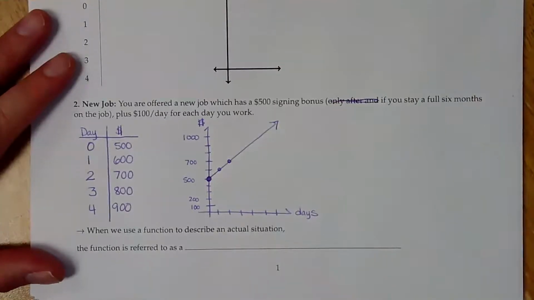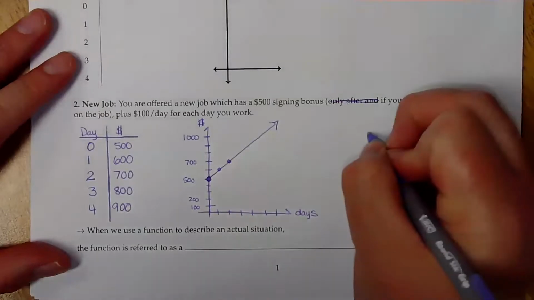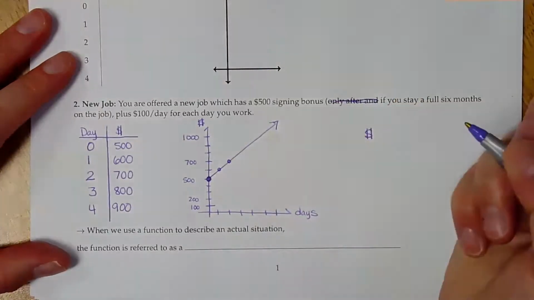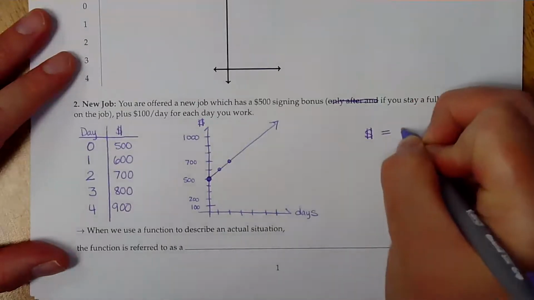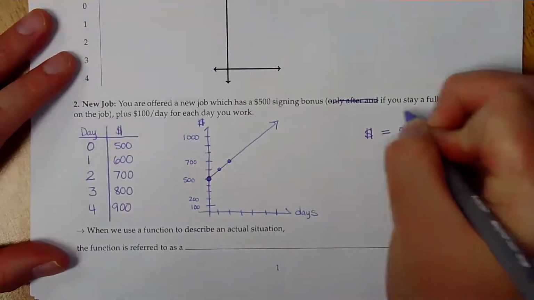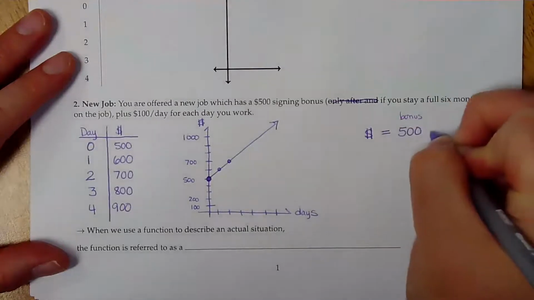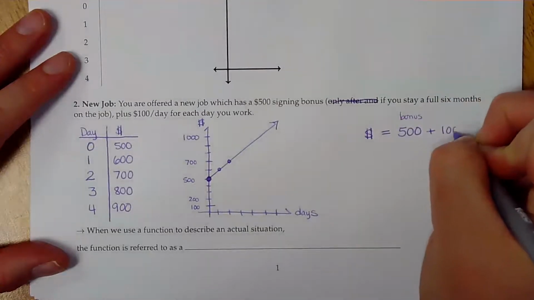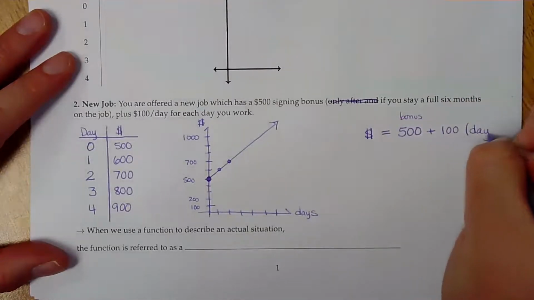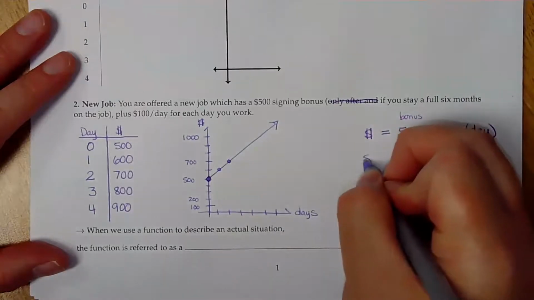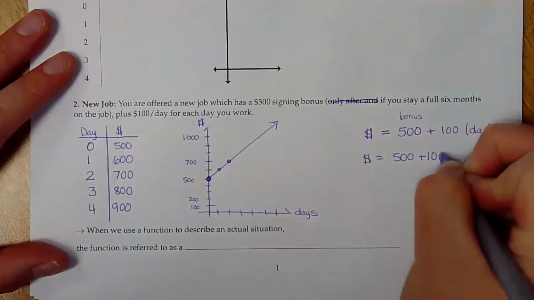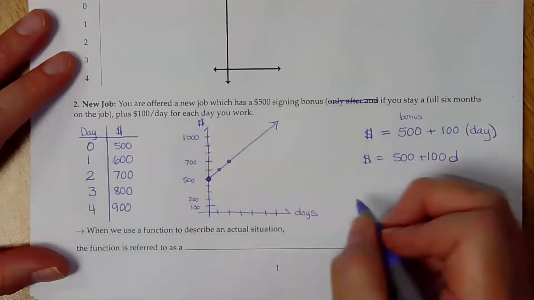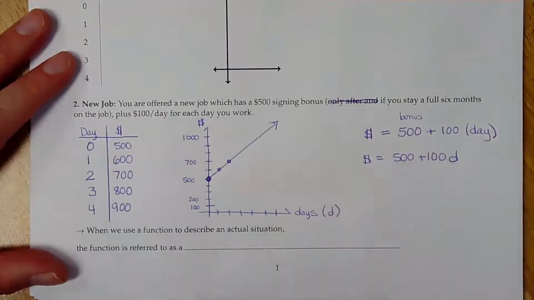And then let's talk about a formula for this. So the amount of money I'm going to make, my output variable, or my dependent, is equal to my $500 signing bonus, there's my bonus, plus $100 per day. So we'll call this, my money is 500 plus 100, and we'll use a D for days, just to make that a little cleaner. Okay.